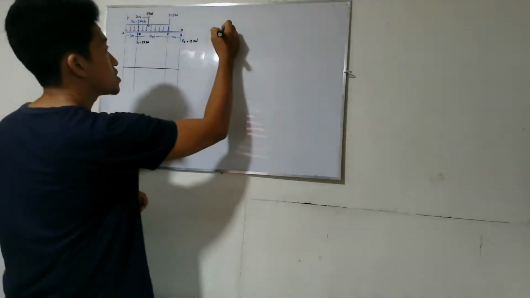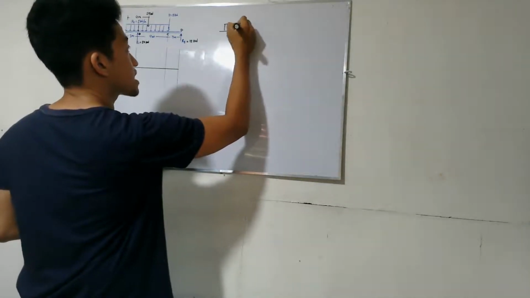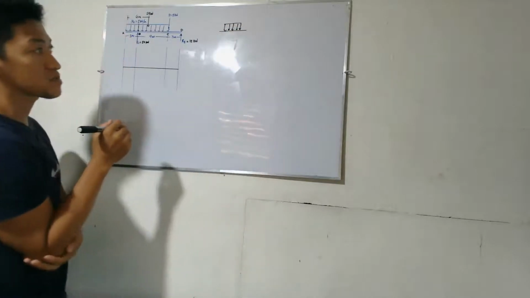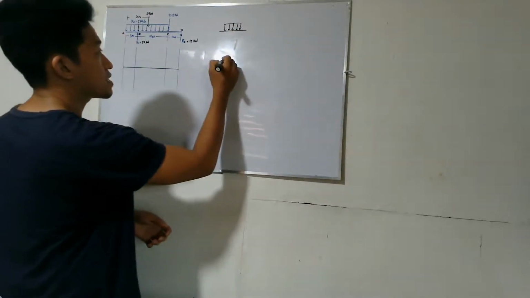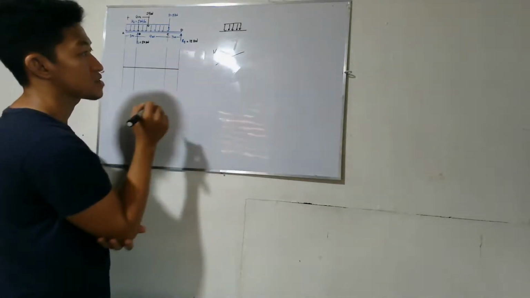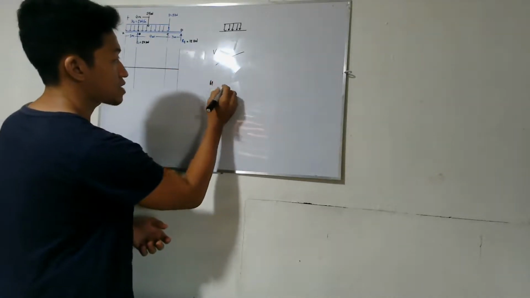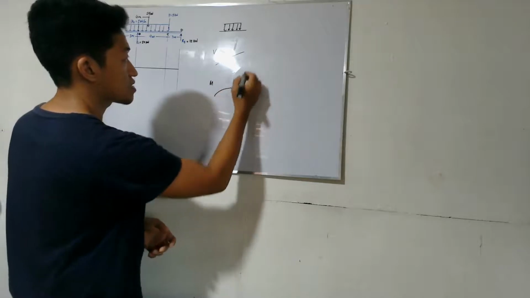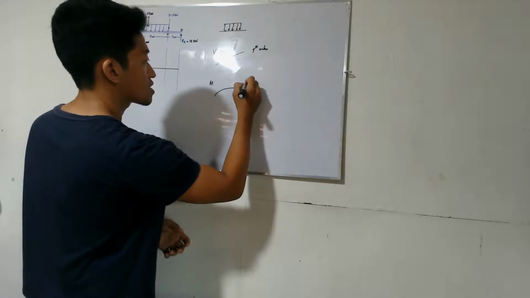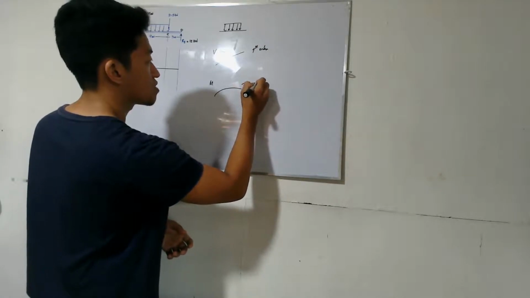If it is a distributed load, in the shear diagram it becomes a line, and in the moment diagram it becomes second order.